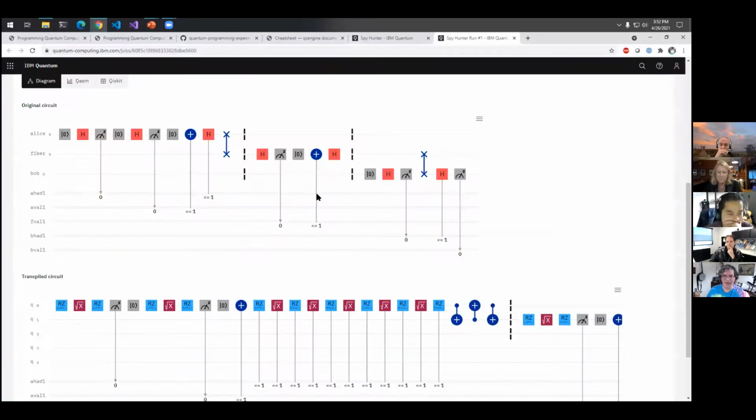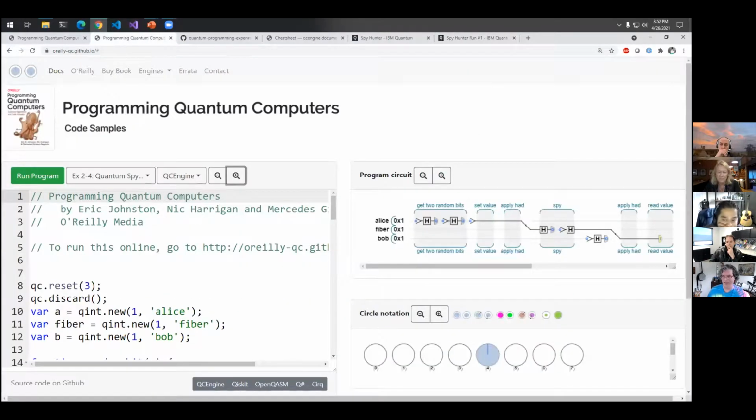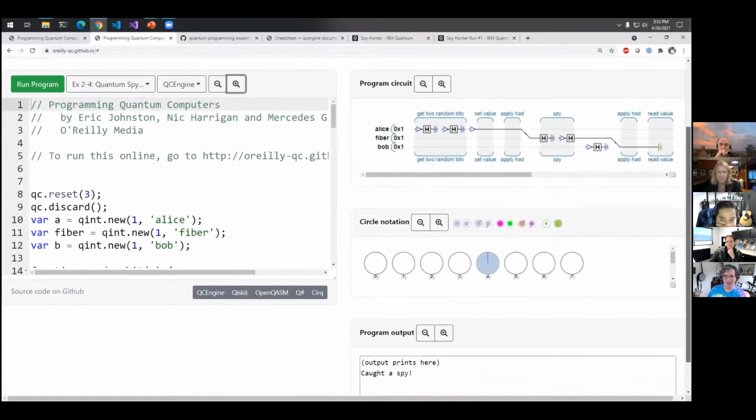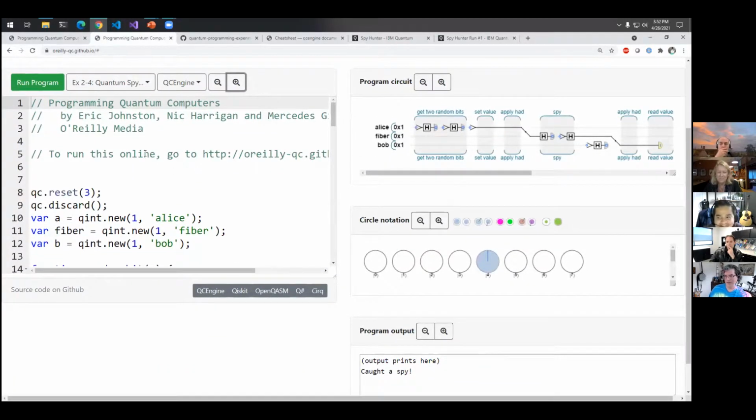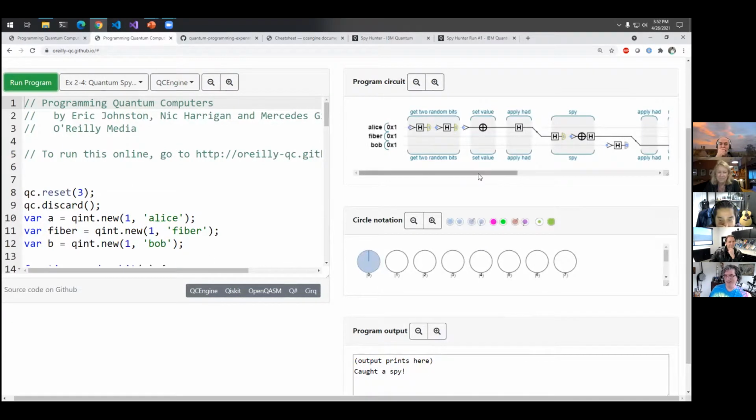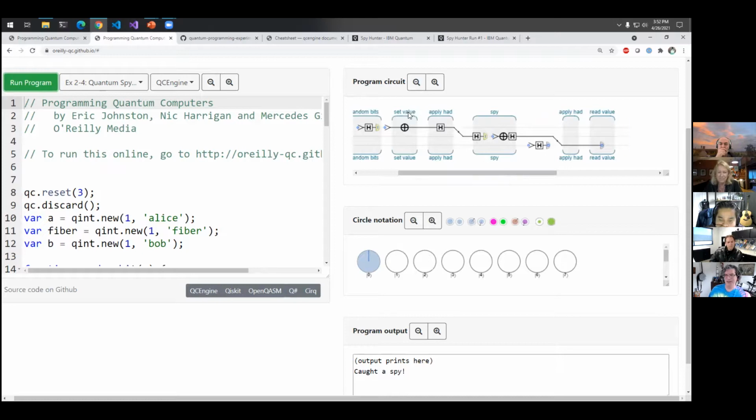Now, running this in the simulator was a lot of fun is not the right word. Oh, I caught a spy on the first time. Because if we look, let's see, this one. So Alice did a NOT and a Hadamard, but Bob didn't do either of those on the other end. So his value doesn't match. So in this case, the spy read a 1, but Bob read a 0.